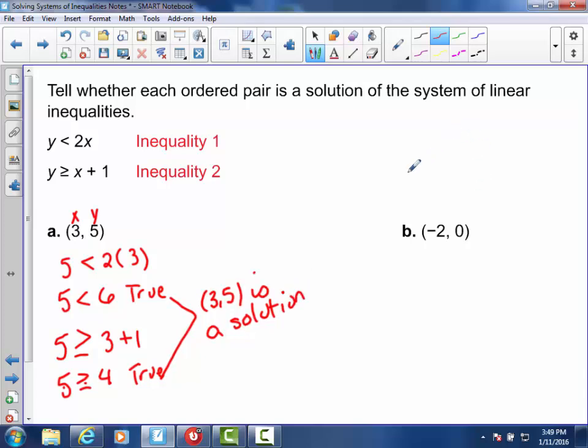Okay, let's try part B here. Again, x is negative 2, y is 0, so we go back to inequality 1. Y is 0, less than 2 times negative 2. So 0 is less than negative 4. That is false. So it actually doesn't matter if the second one is true or not, because the first one was false, so (negative 2, 0) is not a solution.